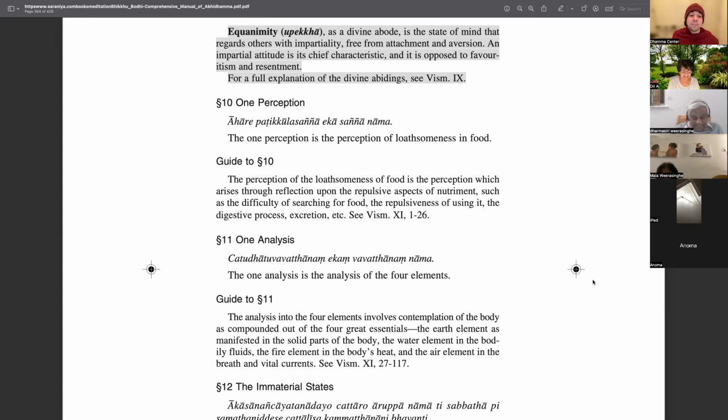Very heavy word. The perception of the loathsomeness of food is a perception which arises through reflection upon the repulsive aspects of nutriment, such as the difficulty of searching for food, the repulsiveness of using it, and the digestive process and excretion. In the sutras, the Buddha does mention this with a great amount of intensity, where he says, especially to monks, that food can be a great fetter, right? Because this is actually the only allowable pleasure in a monk's life.